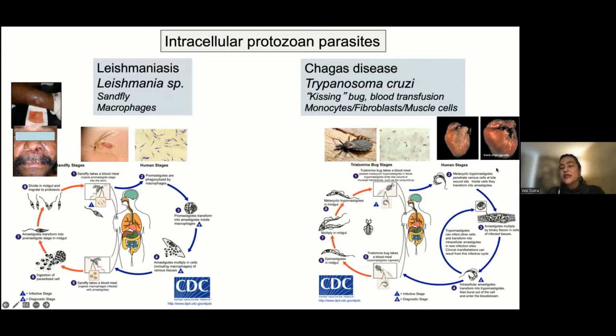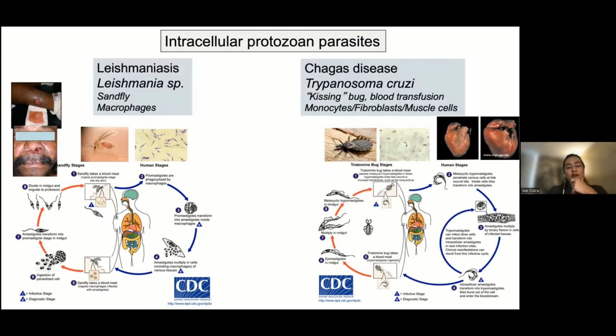And this causes the most severe manifestation of Chagas disease. Of course, there are others. The parasite can also go into the digestive tract and cause other manifestations, but the most severe form really is the cardiac clinical form that is represented here by the enlargement of the heart that can lead to sudden death and heart failure. So it's a very severe disease.